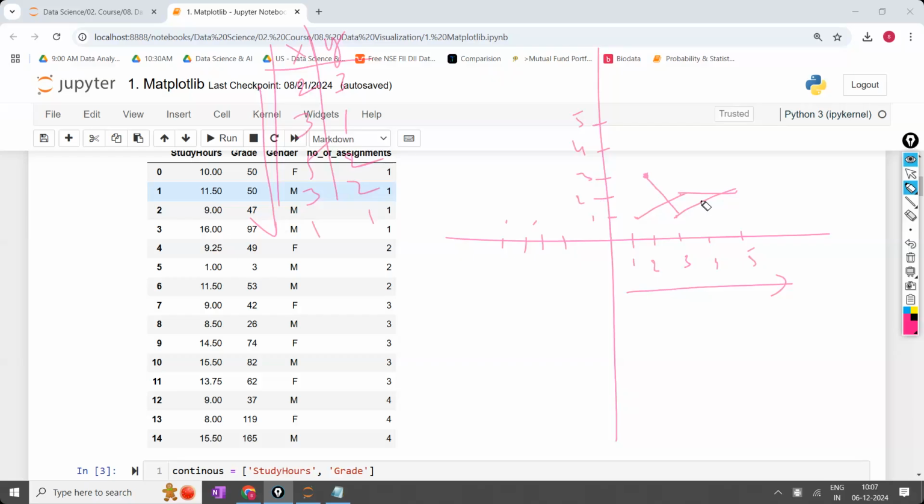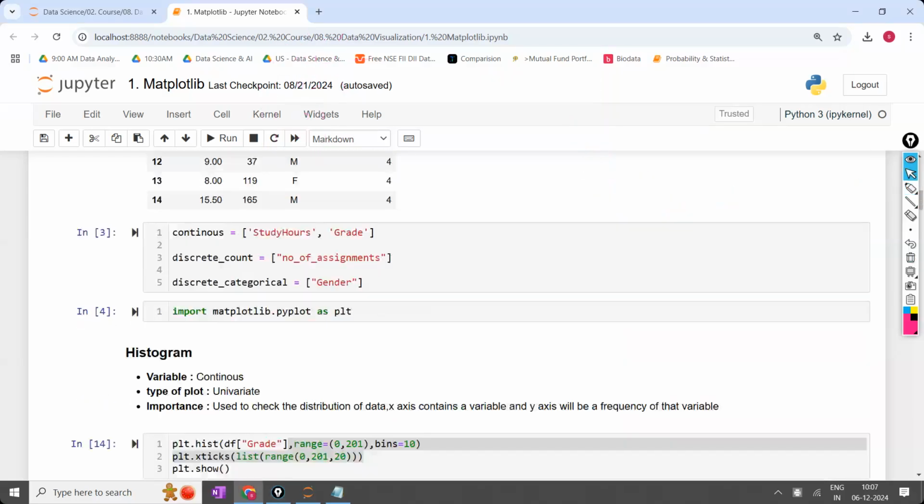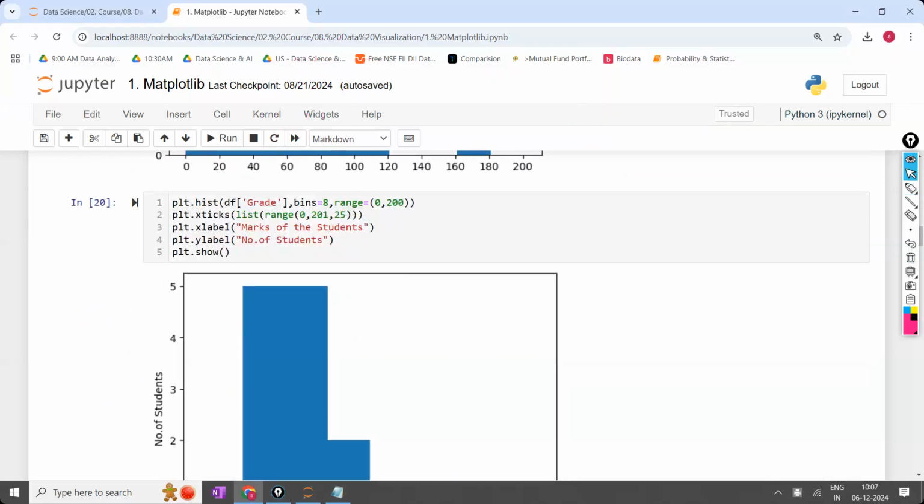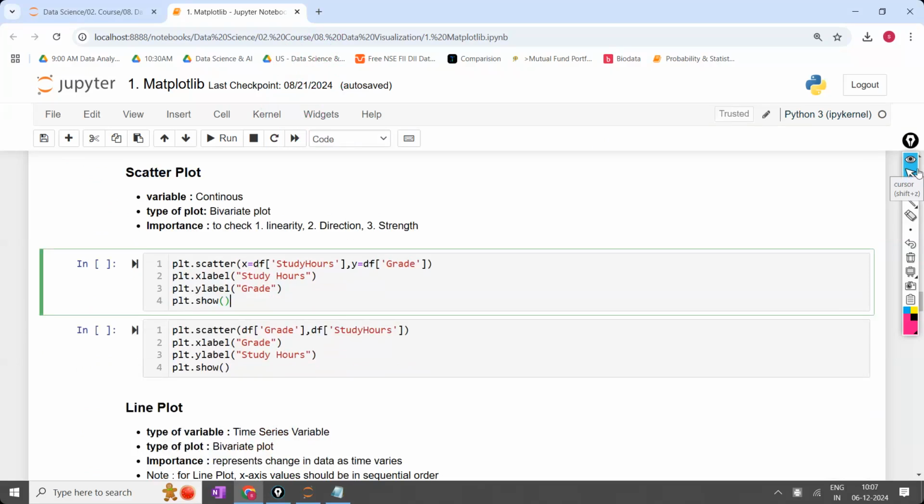Is the point clear? Now, first I am going to show you the scatter plot. This is the scatter plot. X is equal to study hours. On the x-axis, study hours; on the y-axis, grade.